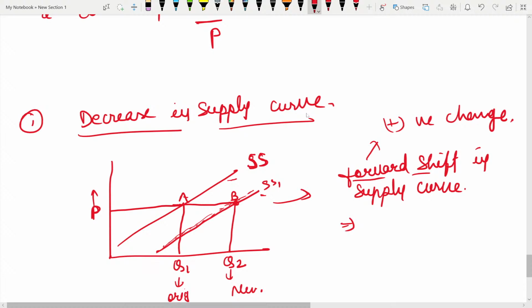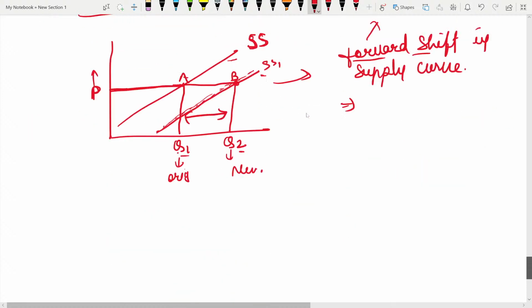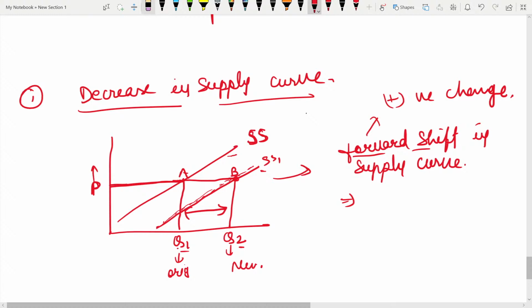As we can see, at the existing price, supply has gone up from Q1 to Q2. So this is forward shifting. This is increase in supply, not decrease, because quantity supplied is increasing at the existing price. Therefore, increase in supply curve is also known as forward shift in supply curve.